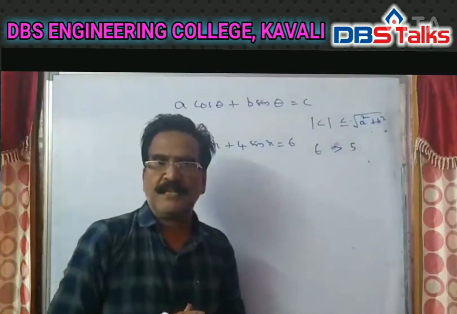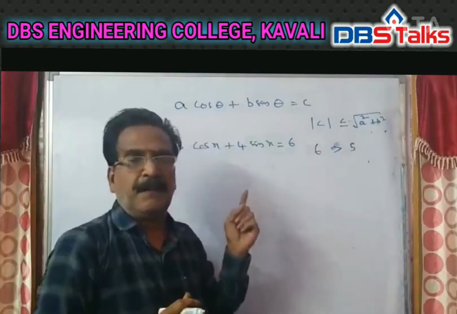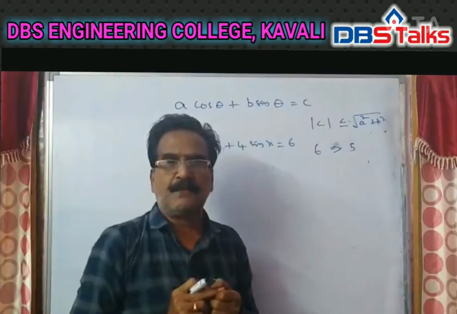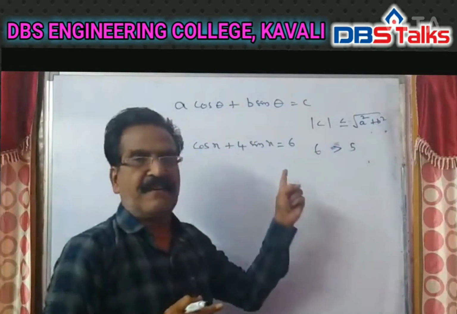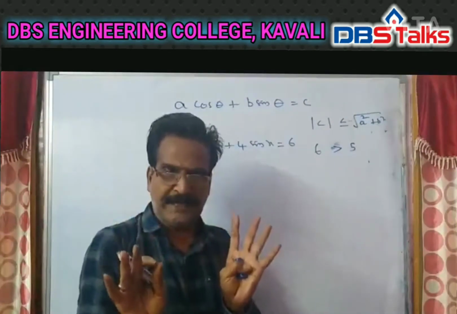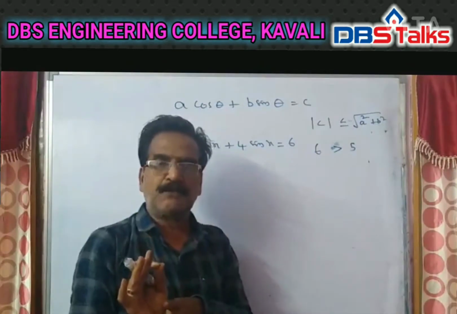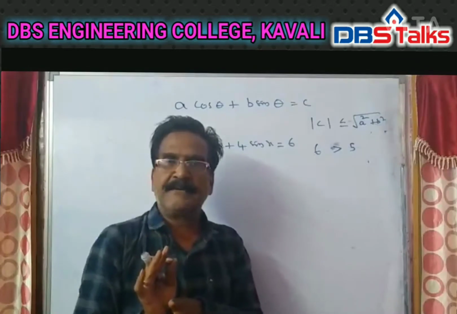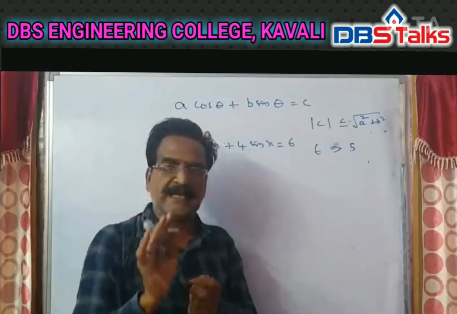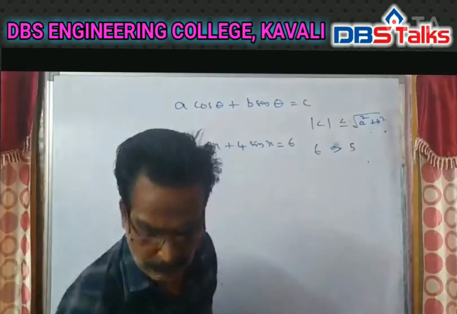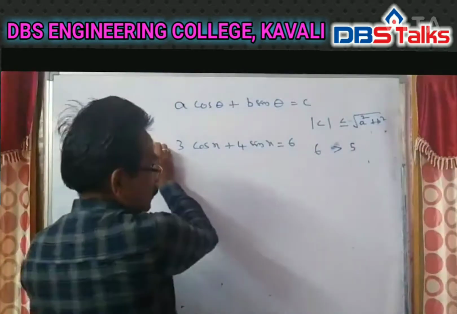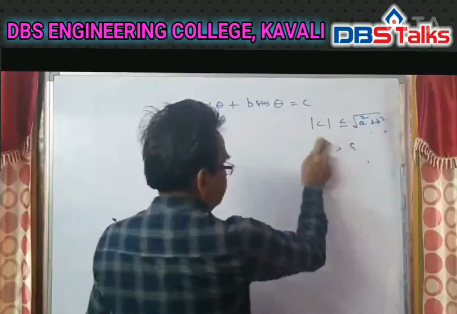So don't go for solving that equation. Here mod c is greater than root of a square plus b square, so this equation will not have any solution. Only when mod c is less than or equal to root of a square plus b square will the trigonometric equation have a solution. Then let us see how to solve for the solution. Okay friends.